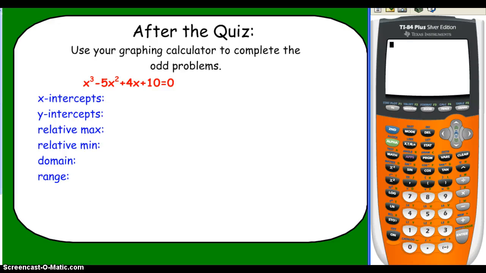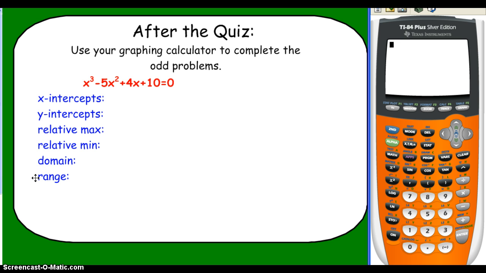Okay, now that you've finished your quiz, the next few sections we're going to continue to use our calculator to find different features of graphs. As you look on the screen, you notice that we have a cubic function, cubic because it's x cubed, and we still want to find the same exact things that we were doing with our quadratic. We want to find our x-intercepts, our y-intercepts, a relative max, a relative min, a domain, and a range.